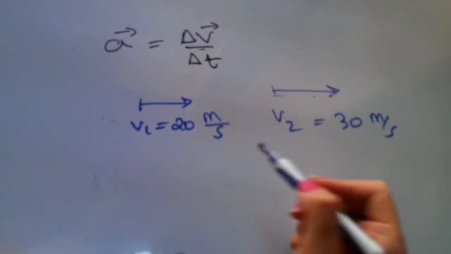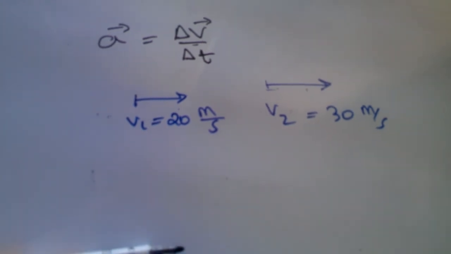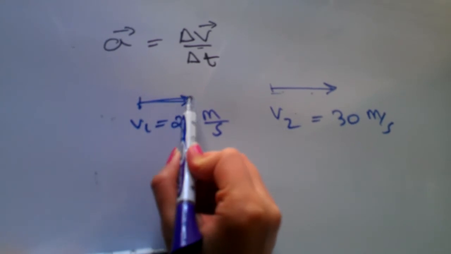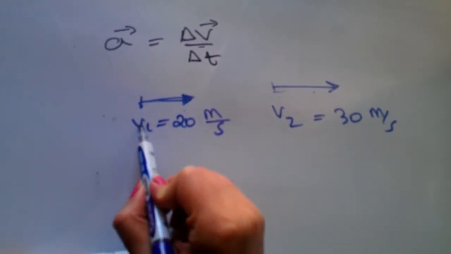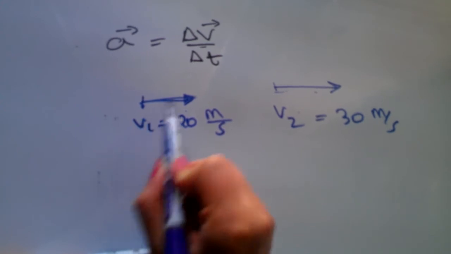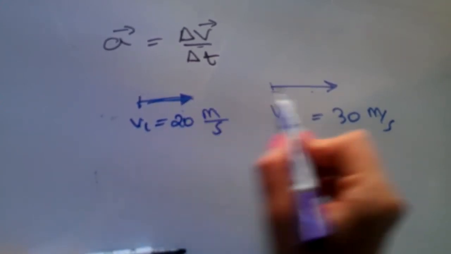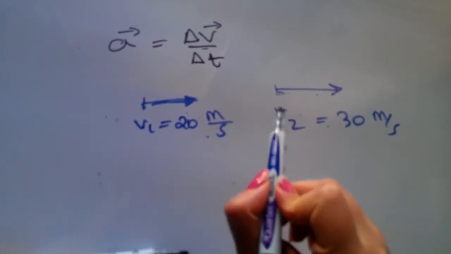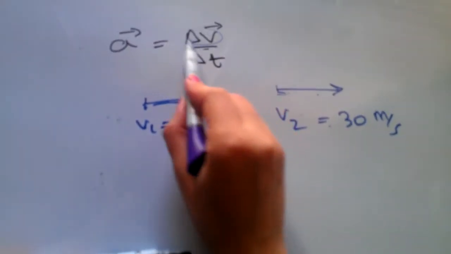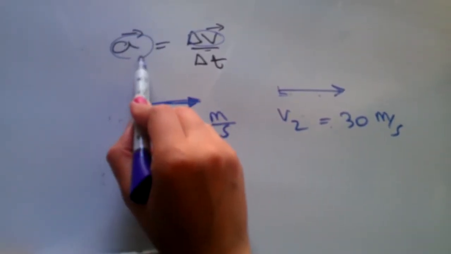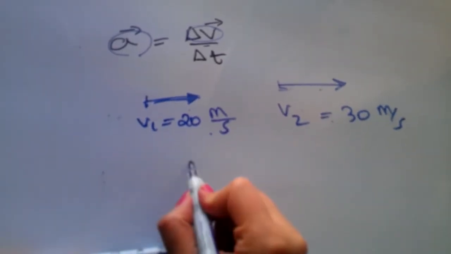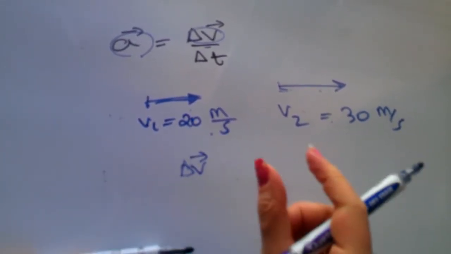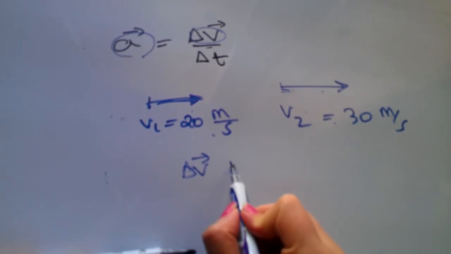For example, if you're driving a car with 20 meters per second, and this is the direction for the velocity arrow, then this means that you are heading this way. And then you're going with 30 meters per second. So you're changing your velocity. Change in velocity means acceleration. Now, the change in velocity vector is going to be 30 minus 20. So it's 10 meters per second.